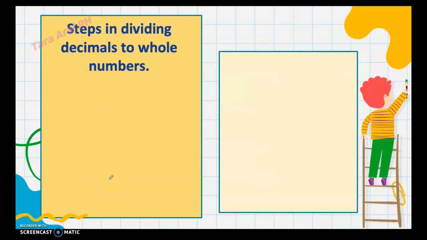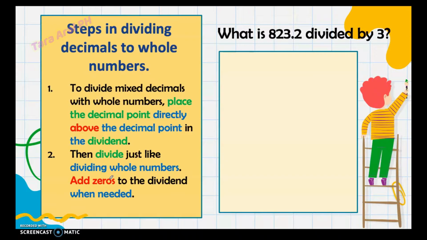Next is dividing decimals by whole numbers. Here are the steps. If we have here 823.2 divided by 3, let's put it here first. To divide mixed decimals by whole numbers, place the decimal point directly above the decimal point in the dividend. So we put the decimal point here on top of the decimal point in the dividend. Then divide just like dividing whole numbers.